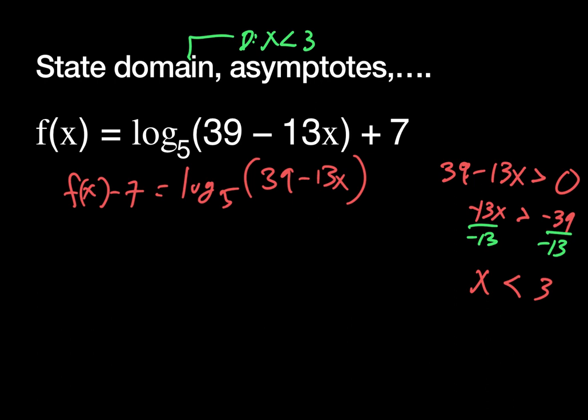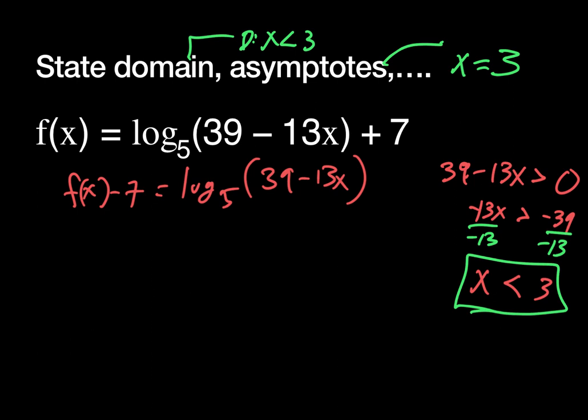All right, so I have a restriction on my domain, which probably means I have an asymptote. What can x not equal? 3. Because if it is 3, 39 minus 39 is 0. 5 to what power is 0? Not possible. So I'm going to have an asymptote at x equals 3 as well. Is there anything else that I cannot use for range? All right, I'm going to have f of x minus 7.